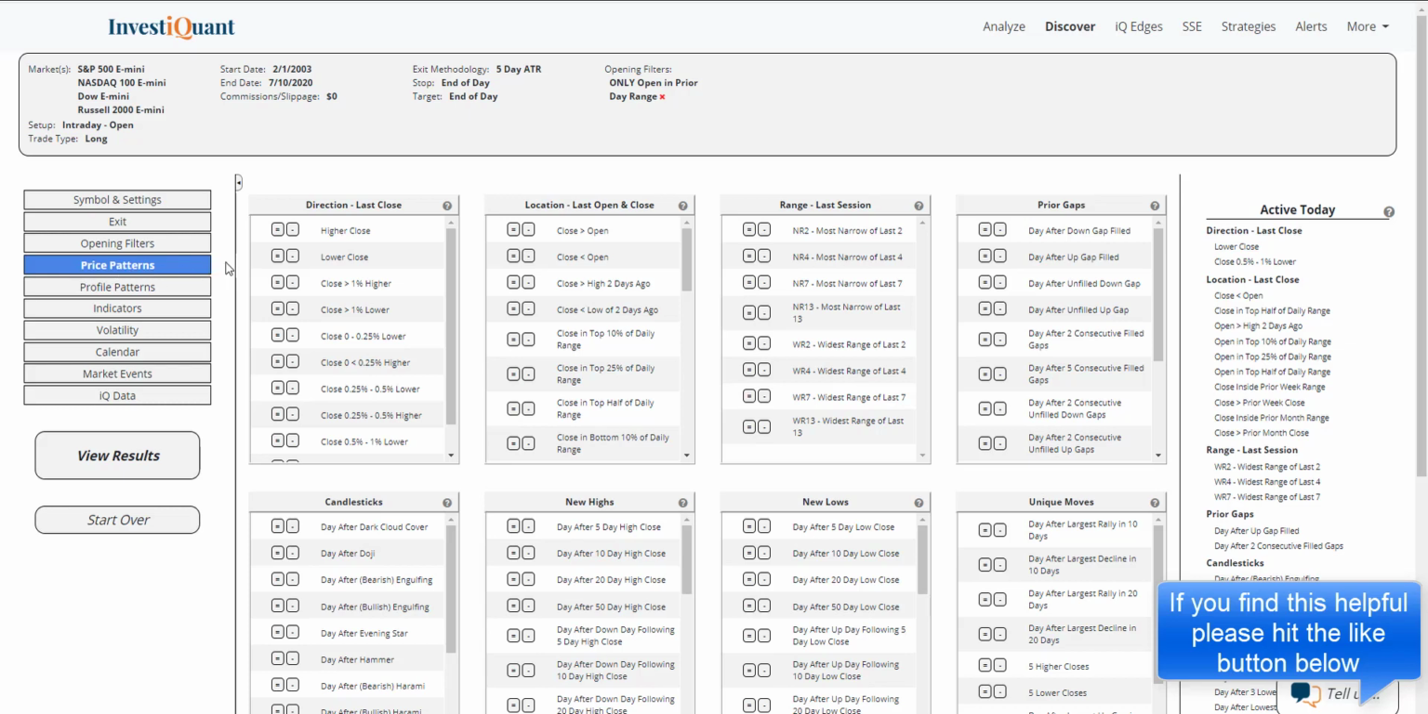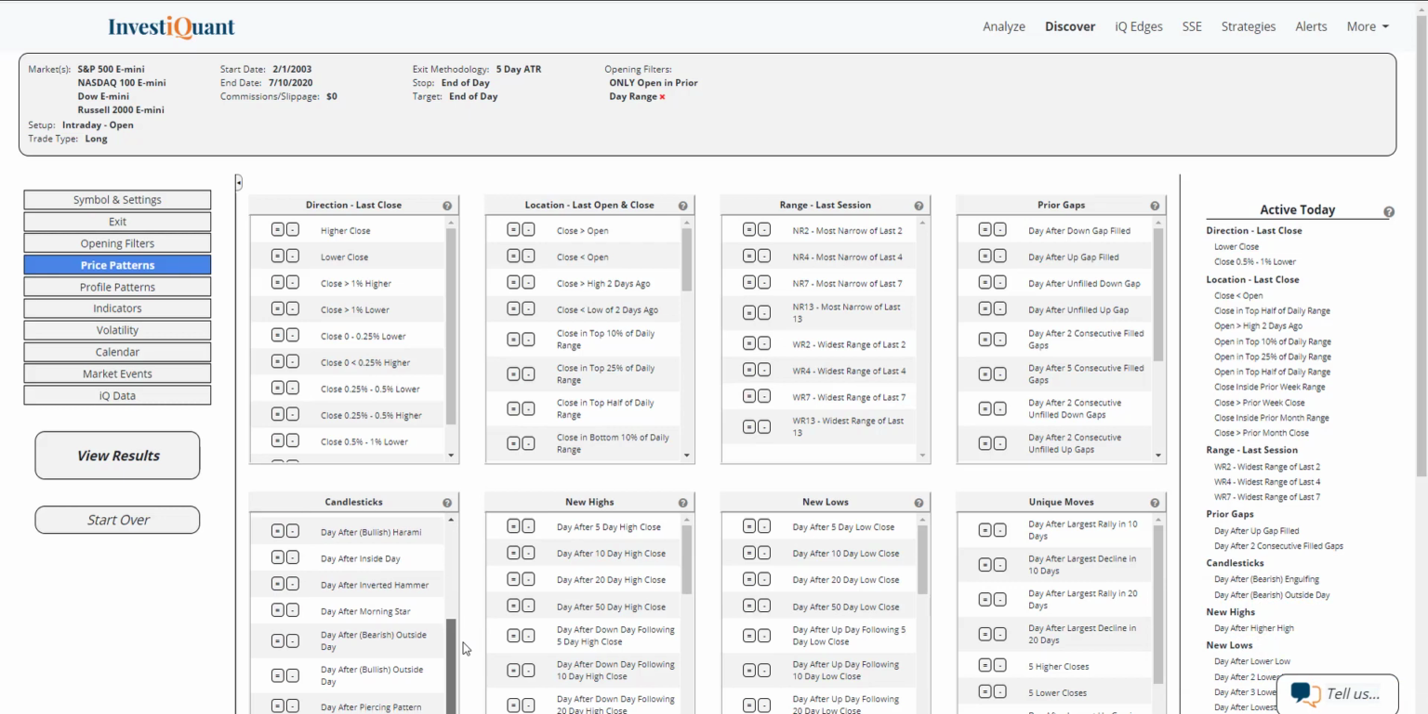The price pattern that we're going to be looking at is the bearish outside day. That is available here in the candlestick section. This is also a candlestick you could technically make using this box right here, location last open and close. You can pretty much build out about any candlestick you can think of just using this box and manually creating the pattern.